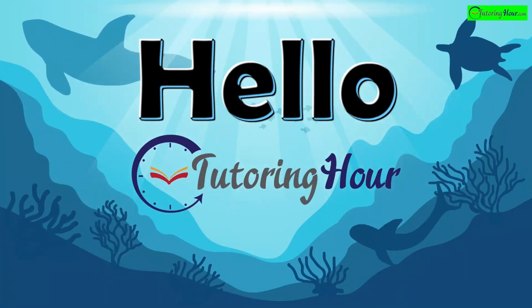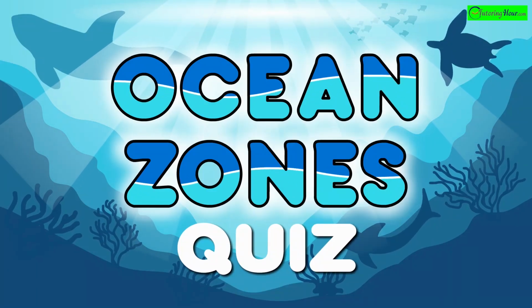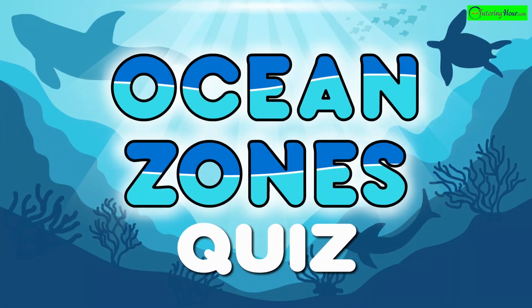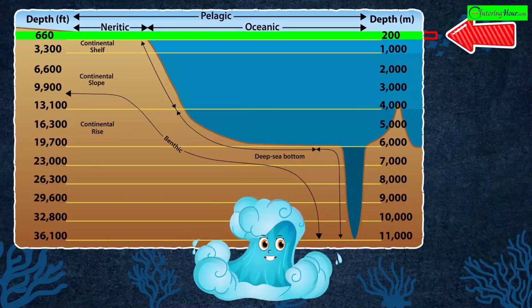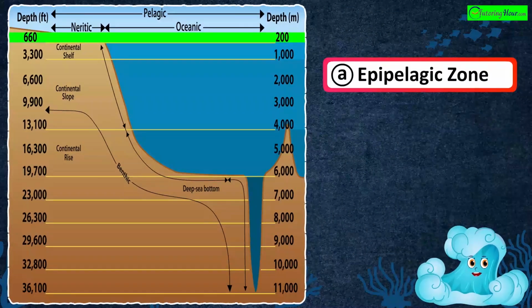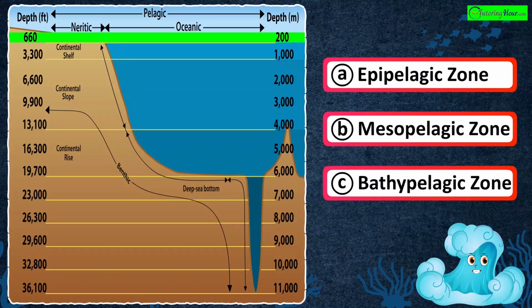In this video, we'll explore the ocean zones with an exciting quiz packed with 2 thrilling rounds of discovery. Let's get rolling with round 1. Can you name this ocean zone? Is it A. Epipelagic zone, B. Mesopelagic zone, or C. Bathypelagic zone?